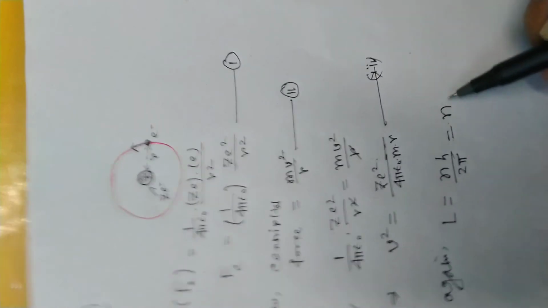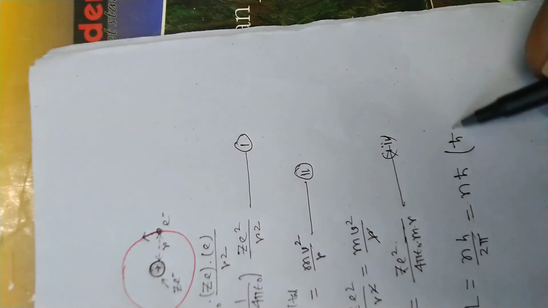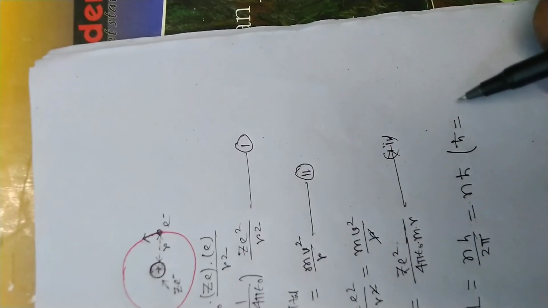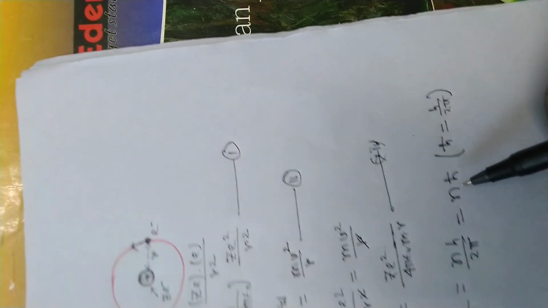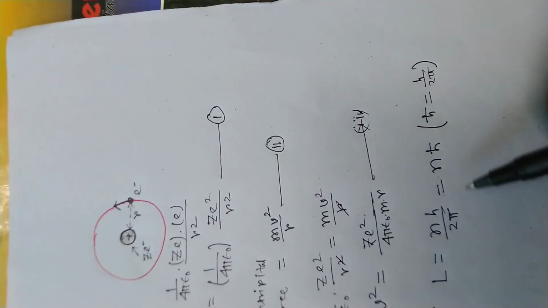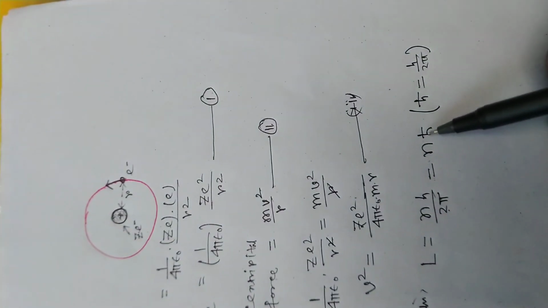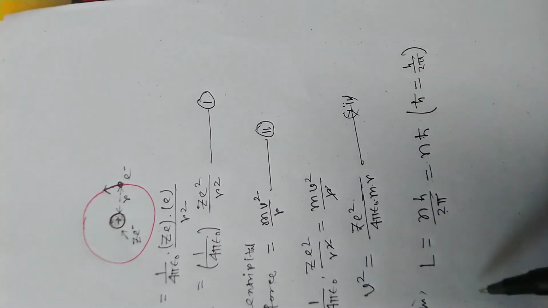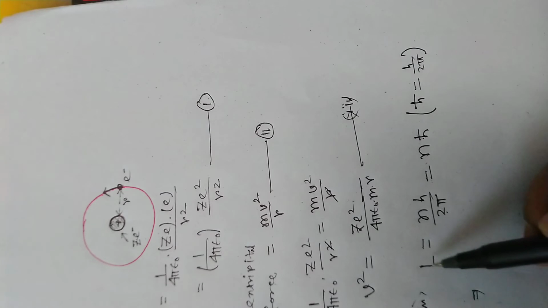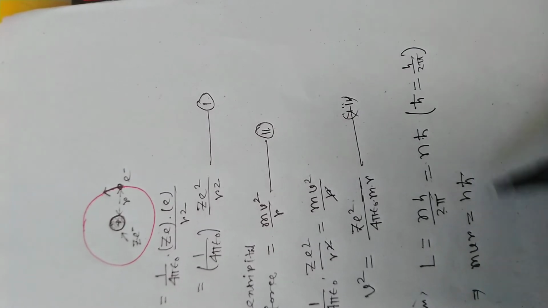So that should be written as n into h cut. What is h cut here? h cut is a new physical quantity which is taken as h over 2 pi. In a few books you will see this derivation in terms of h over 2 pi, but you can also use h cut, and you must mention h cut equals h over 2 pi. So the angular momentum L can be written as mvr is equal to n h cut.